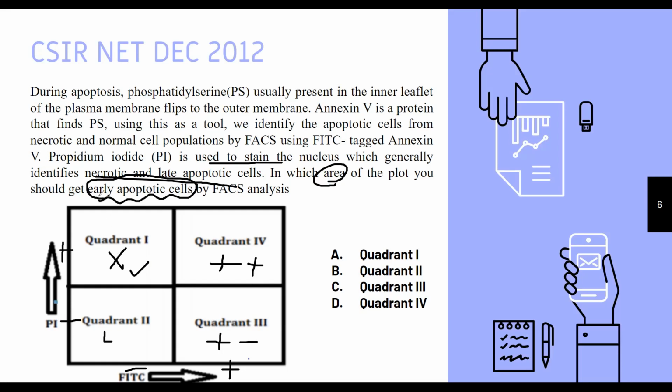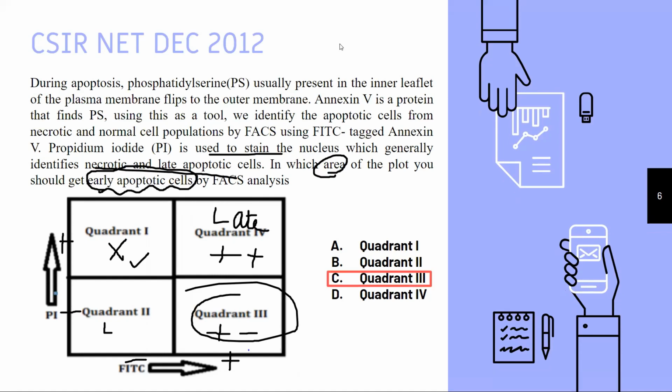Now we know that propidium iodide is taken up only in the late stages. So if the cell is positive for both, that means this is a late apoptotic cell, but they have asked us early. So I guess we found out our answer. Our answer is quadrant 3. So in quadrant 3, we would have the early apoptotic cells.